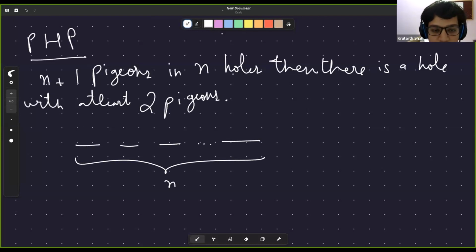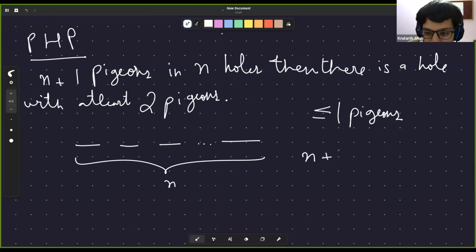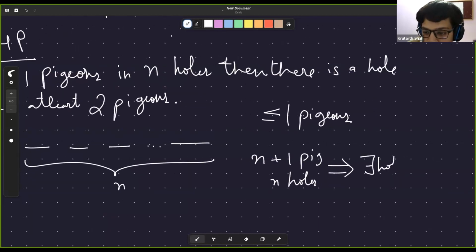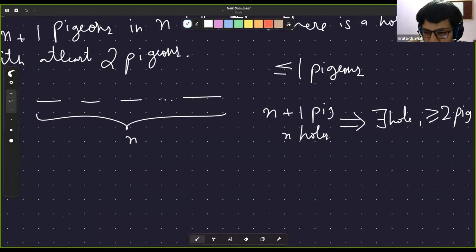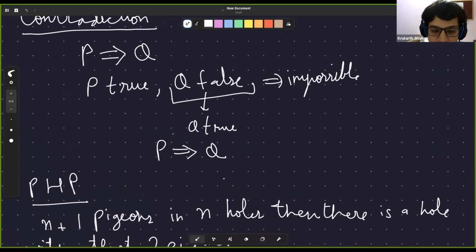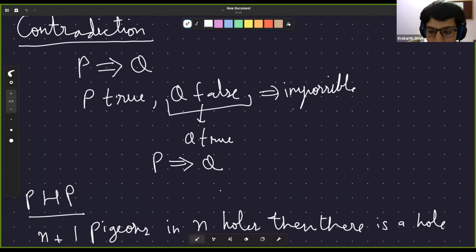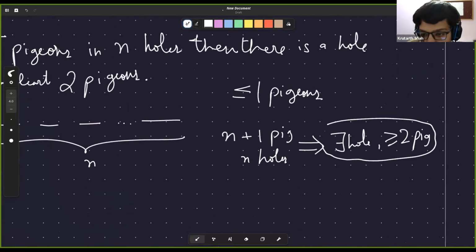Okay, so yeah. Suppose not, then each hole has at most one pigeon, which means there can be at most n pigeons. Yeah, exactly. So what we're trying to show right now is, n plus 1 pigeons and n holes implies there is a hole with at least 2 pigeons. So as you can see, in the contradiction, you want to assume that this is false.